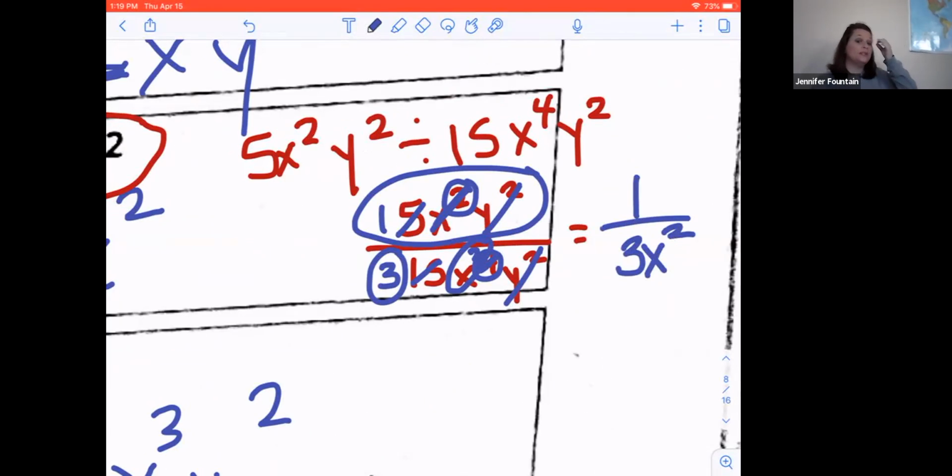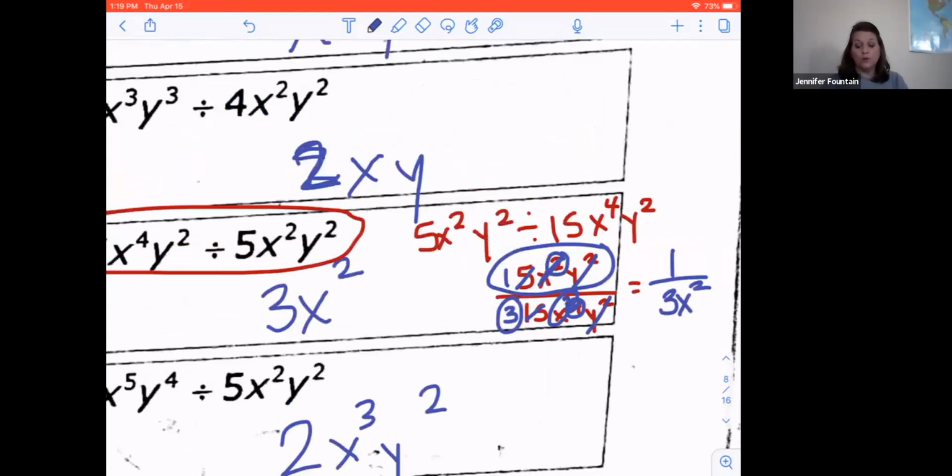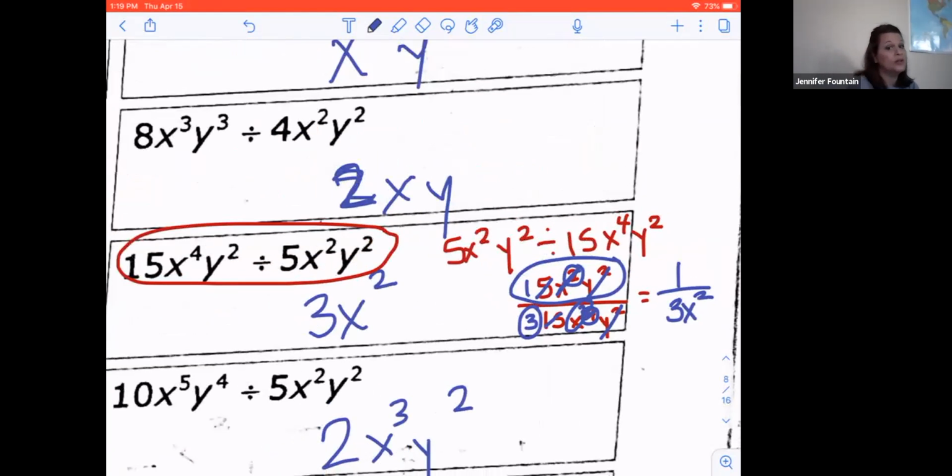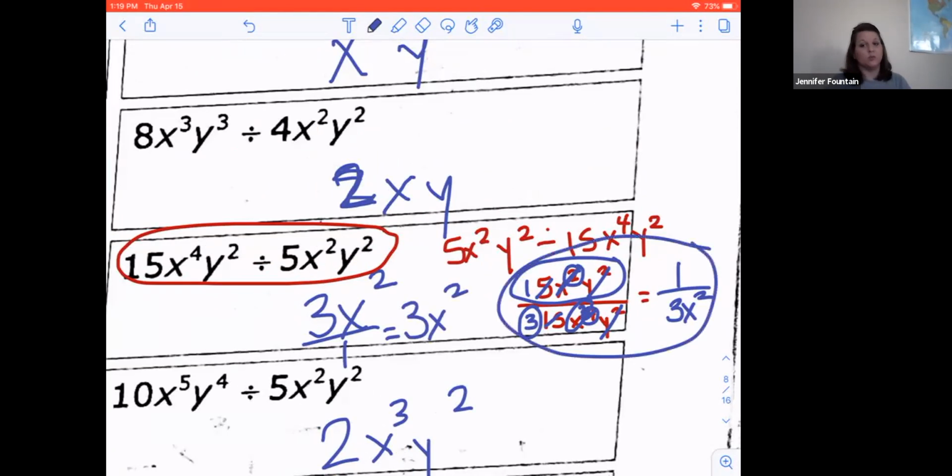So if it's the situation where everything in your numerator cancels, you can't just do away with the numerator, okay? Because my numerator is now 1. So when I have a fraction, 1 over 3x squared is very different than 3x squared over 1. The reason these go away is because anything divided by 1 is itself. But if everything in the top cancels, then I still need that 1 to be in my numerator.